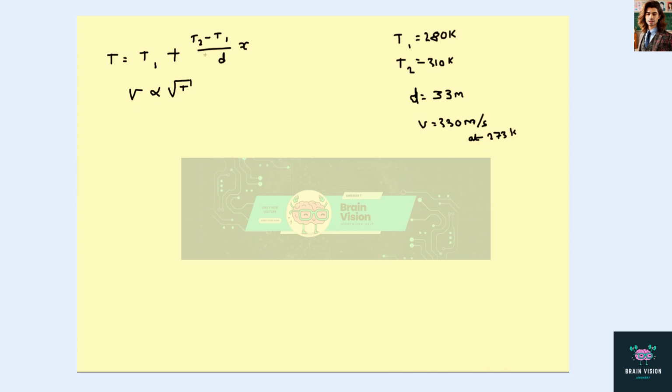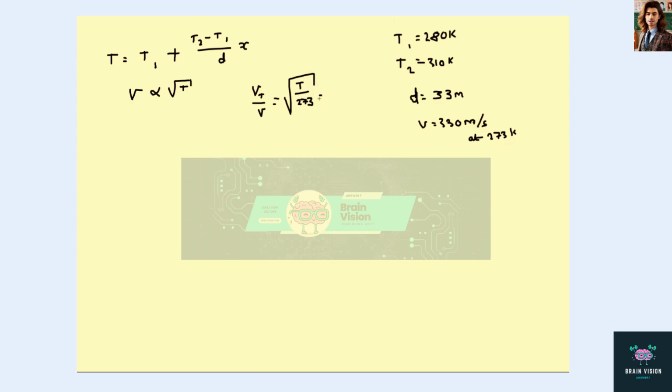So what we know is that at any position x, the temperature variation can be given by T. It's shown in this expression here, where T is equal to T1 plus (T2 minus T1) over d, times x, where x is any position. We also know that the velocity is proportional to the square root of the temperature. So what we can do is say that Vt over V is equal to the square root of T over 273, because we know that V is 330 for a sound wave at 273 Kelvin.